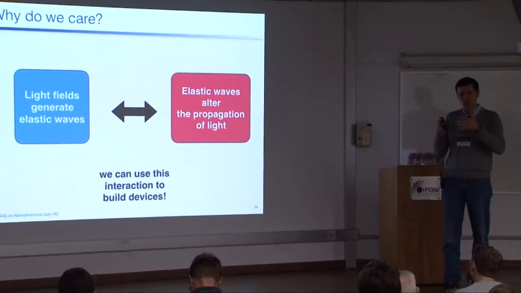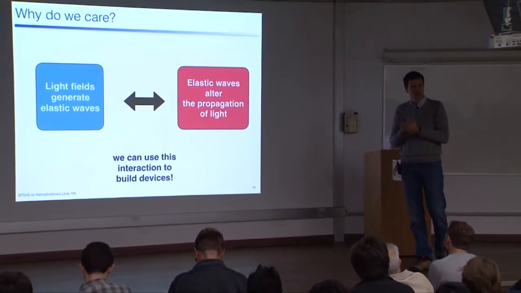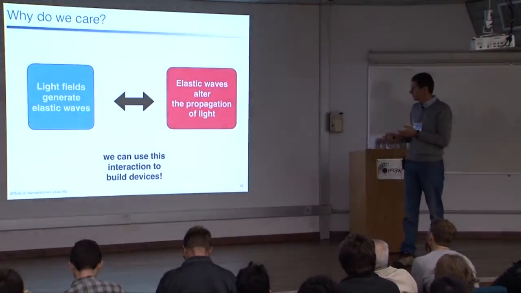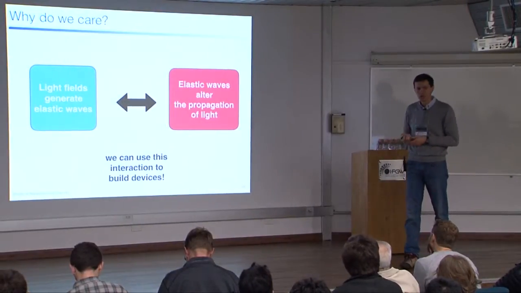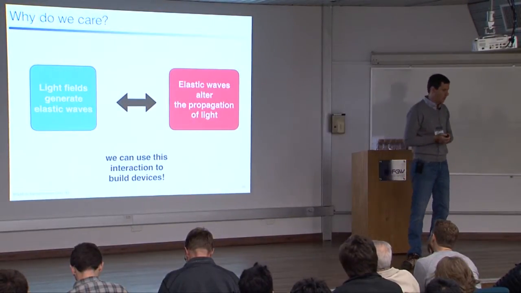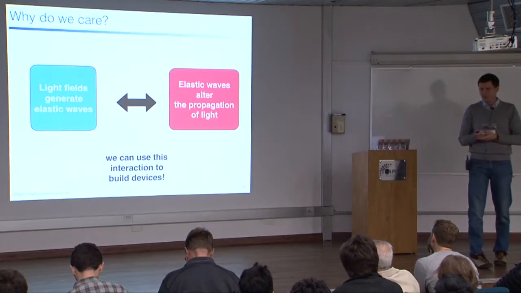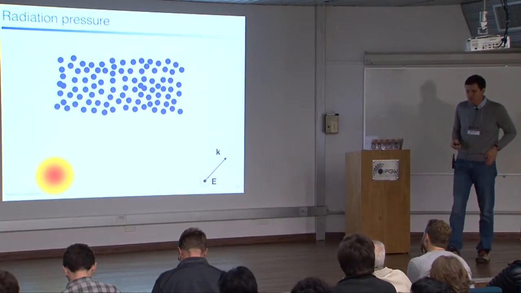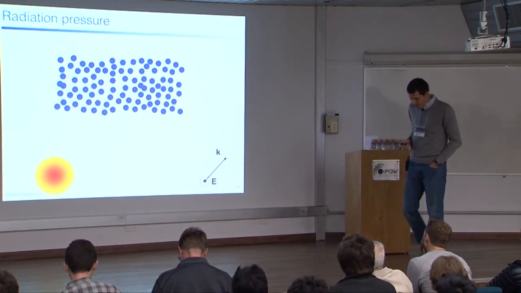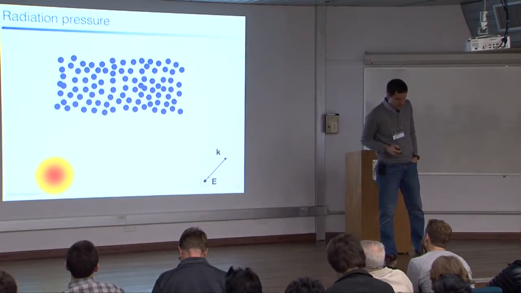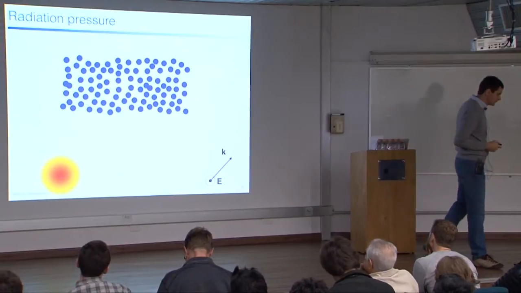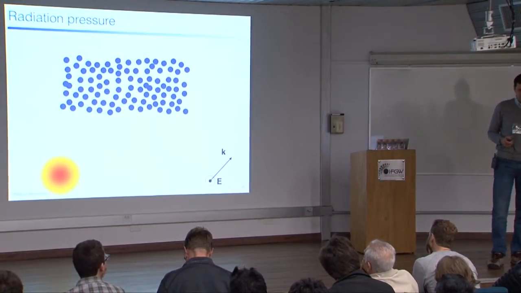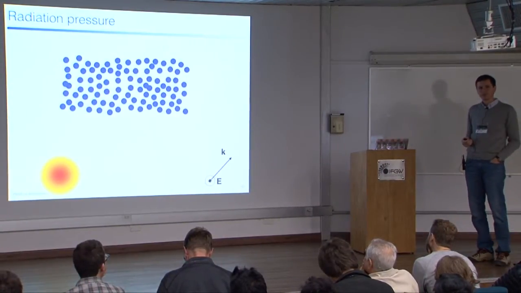It will change the shape of the structure itself, right? So there is an interaction here. And with that interaction, you can build devices. Very well. So let's try to understand a little bit more. There are two basic mechanisms by which light can generate an acoustic vibration, as far as we understand.